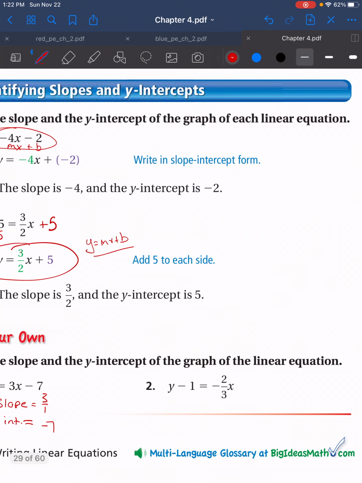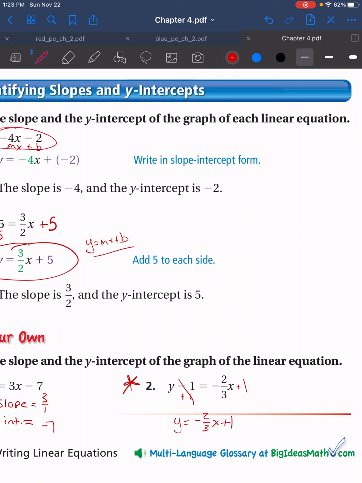But if you look at number 2, which is the one I really want you guys to take notes on, that's not slope-intercept form. Slope-intercept form has the y by itself. So how can I get y by itself? I add 1 to both sides. Okay, now that would cancel out. I'm left with y equals negative 2/3 x plus 1.